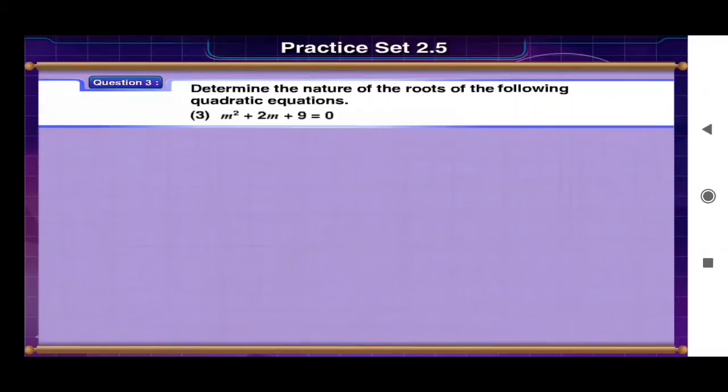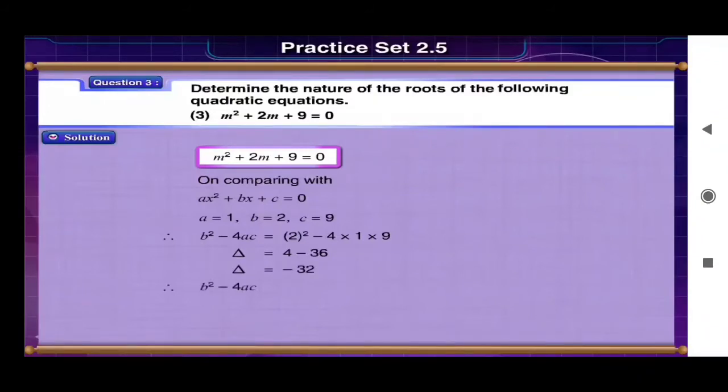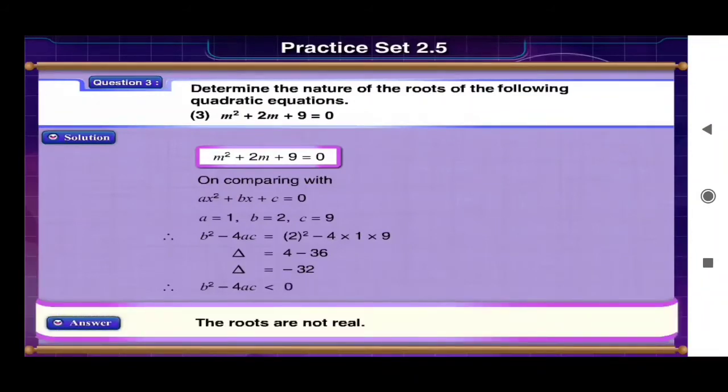3. m square plus 2m plus 9 is equal to 0. On comparing with ax square plus bx plus c, we get a is equal to 1, b is equal to 2, c is equal to 9. Therefore, b square minus 4ac is equal to 2 square minus 4 into 1 into 9, which is equal to 4 minus 36, that is equal to minus 32. Therefore, b square minus 4ac is less than 0. Answer: the roots are not real.